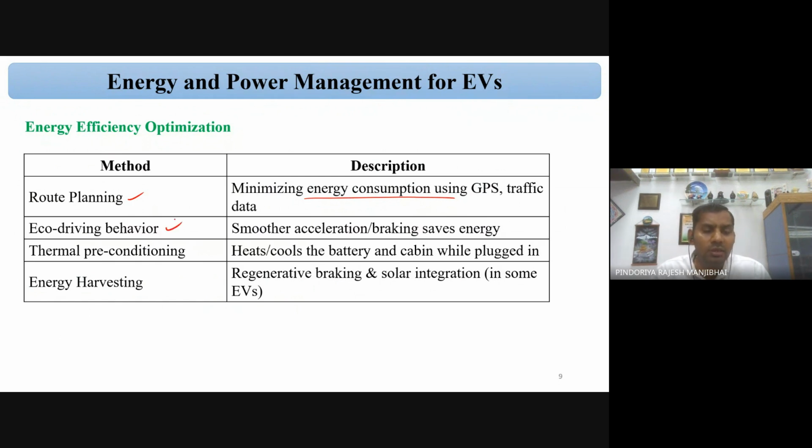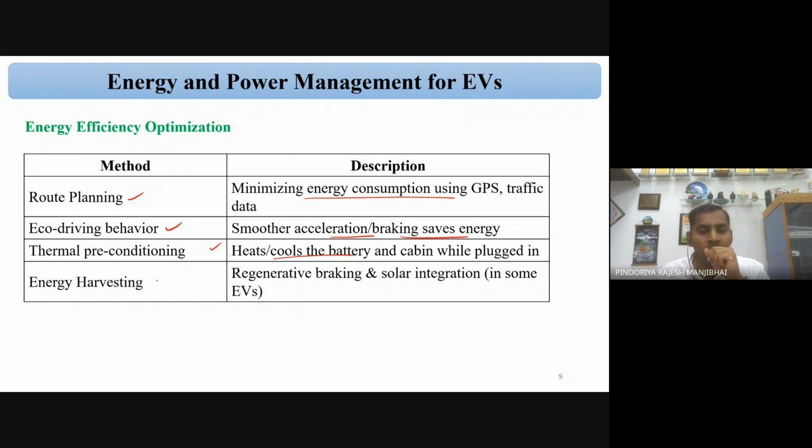Eco driving behavior. Normally we have to use eco driving. Suppose your road is empty, then we can use the eco driving mode operation. Smoother acceleration and braking save energy. Suppose you drive your vehicle in eco driving, then you will get better efficiency. Thermal preconditioning: heat or cool the battery and cabin while plugged in. Correct. So we have to manage the thermal side very well, so that it will not affect the battery.